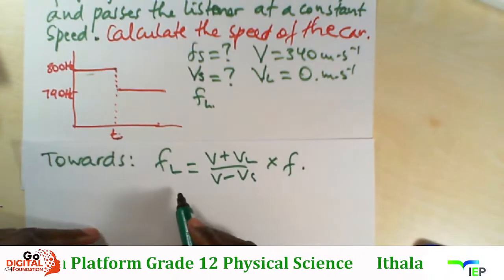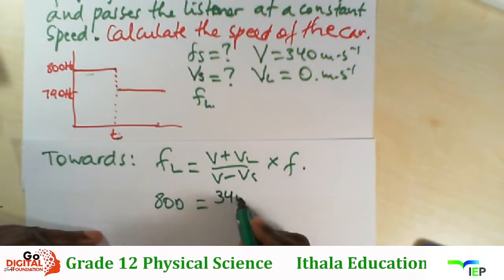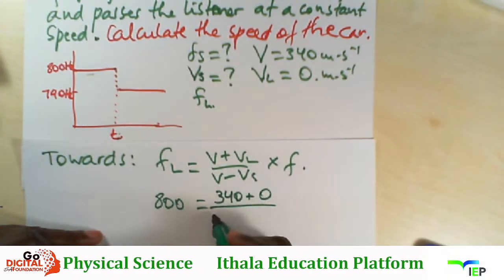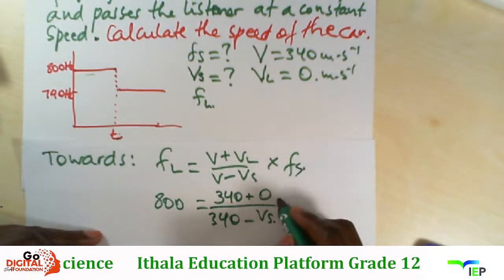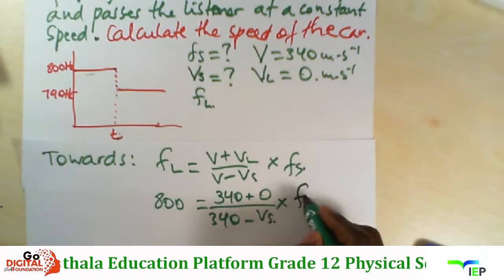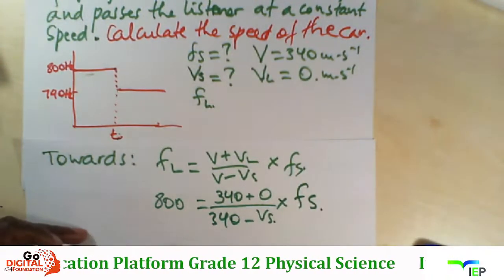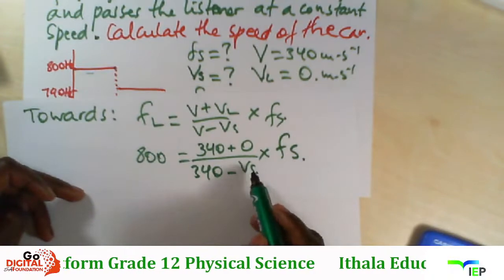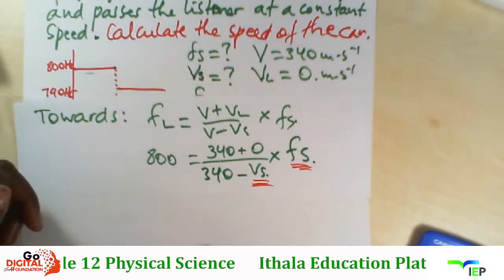Let's do the substitution. When it's moving toward, the observed frequency is 800. The speed of sound is 340 plus the listener is stationary, so VL is 0, giving 340 minus Vs, times Fs, the frequency of the source. Right, then we can manipulate the equation. We see that we have two unknowns, this one and this one.